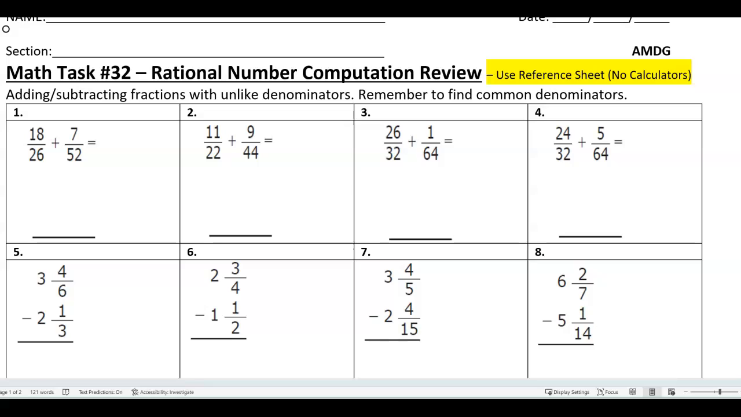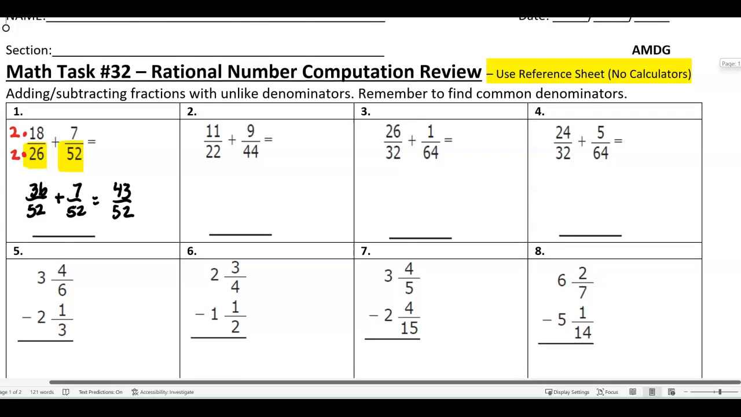So when we add and subtract fractions with unlike denominators, we have to find common denominators first before we can do anything. So notice you have 26 and 52. Those are unlike. I can't just add up the numerators and keep the denominator, right? First, I have to multiply 26 by 2 to make it become 52. And if I multiply that by 2, I also have to multiply my numerator by 2. So I get 36 over 52 plus 7 over 52. That gives us 43. And then you keep the denominator over 52.